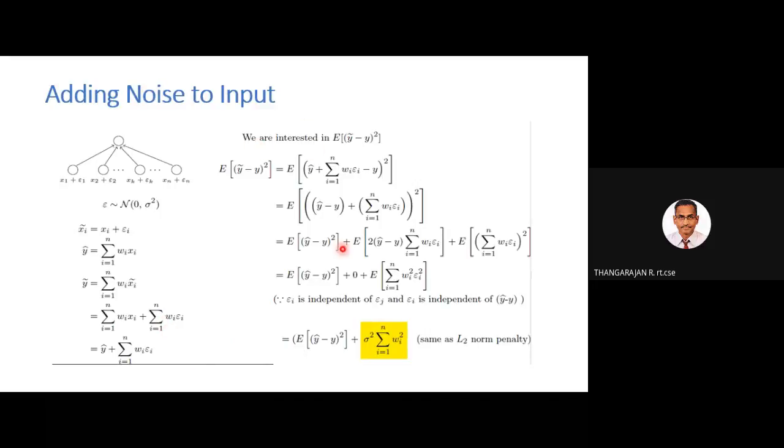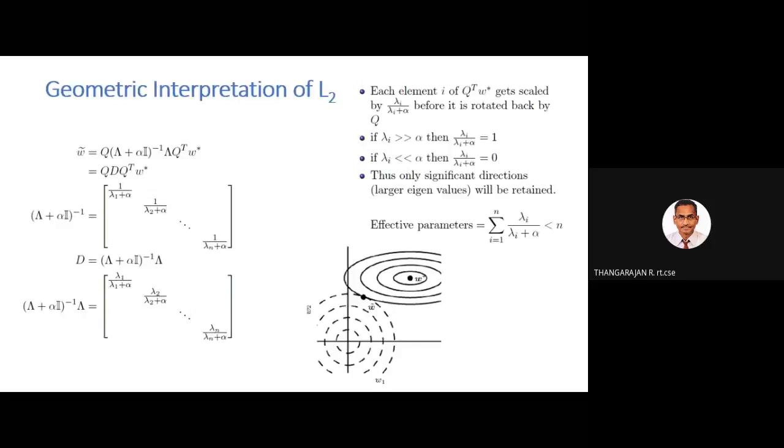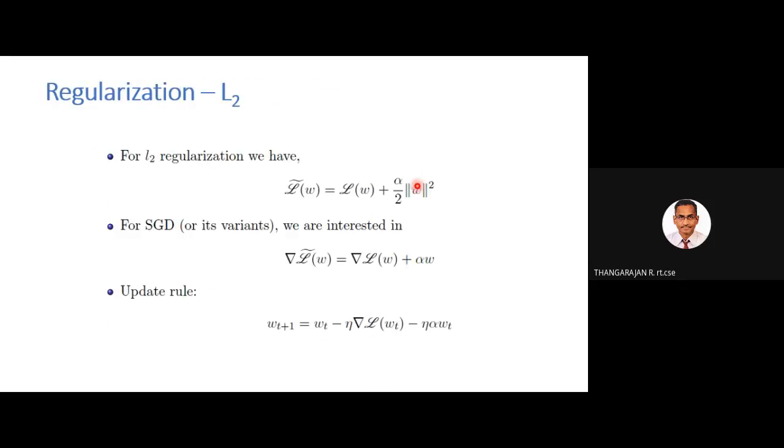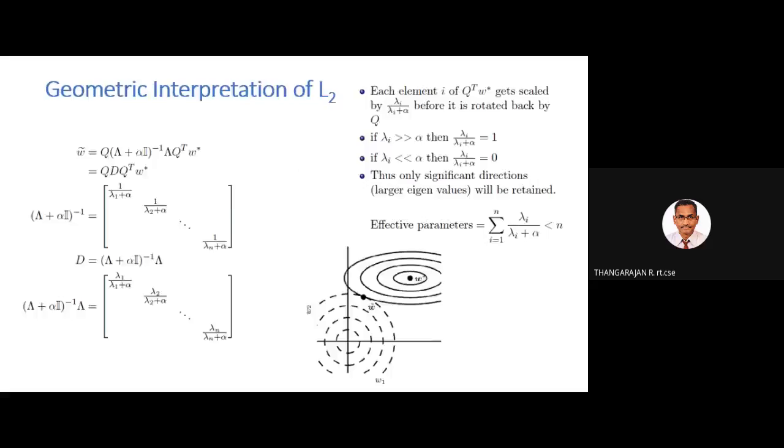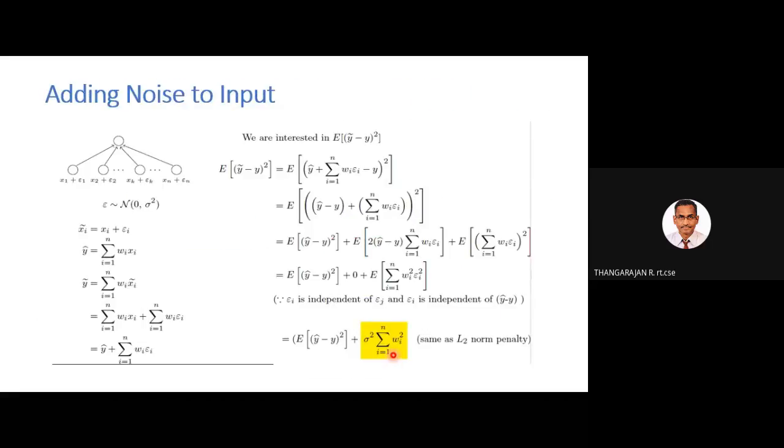Some mathematical rigor is needed to prove that by adding noise we get almost the same thing. By adding noise, I get an expression that is the expectation of (y cap minus y) squared, the mean square error, plus some term. This term is similar to the term that we have used in regularization. So by corrupting an image, you achieve the same thing as regularization. Adding noise to the input is actually a good way of regularization.